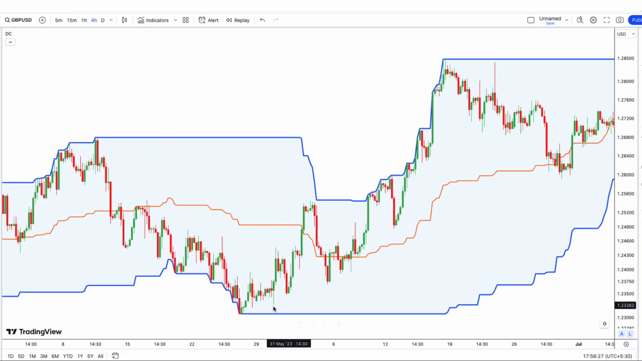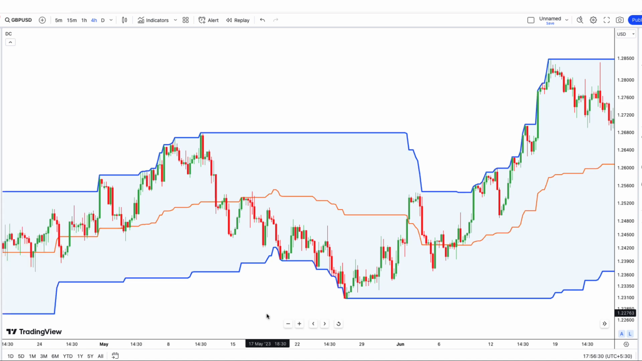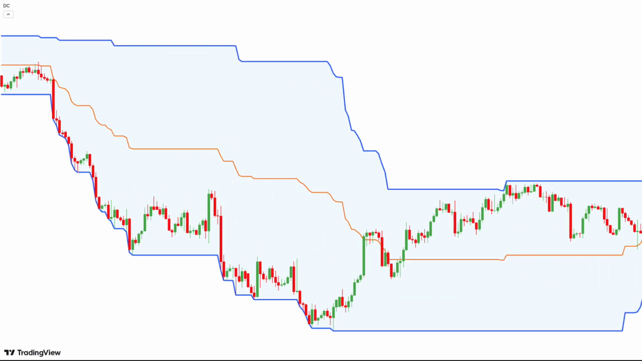Let's first understand how we will be reading the indicator. The Donchian channel indicator consists of 3 lines. The first of which is the middle line, also known as the median line or the center line. This line represents the average of the highest high and the lowest low over a specific period. It acts as the baseline for the indicator and helps determine the overall trend of the market.